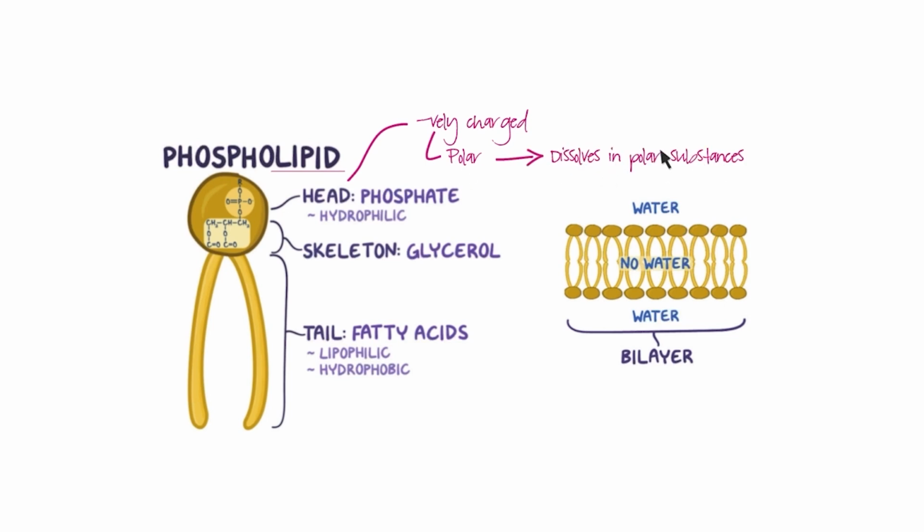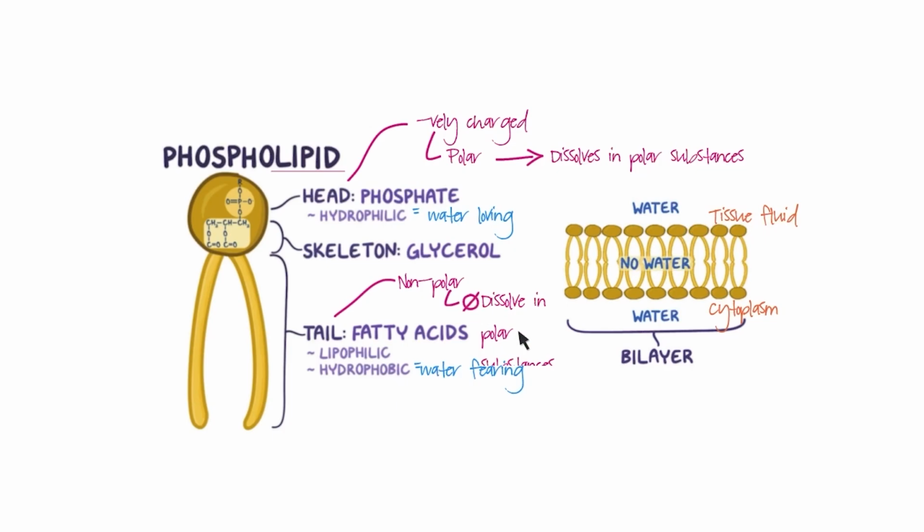Now, being negatively charged makes the phosphate head polar, which means that it can dissolve in other polar substances. This is why the head is referred to as being hydrophilic, which means water-loving, since it readily dissolves in water and other polar substances. That means that these heads will be able to dissolve in both cytoplasm in the intracellular space and tissue fluid in the extracellular space, both of which are aqueous environments. The tails, on the other hand, are nonpolar. This makes them hydrophobic or water-fearing, and they do not dissolve in polar substances.